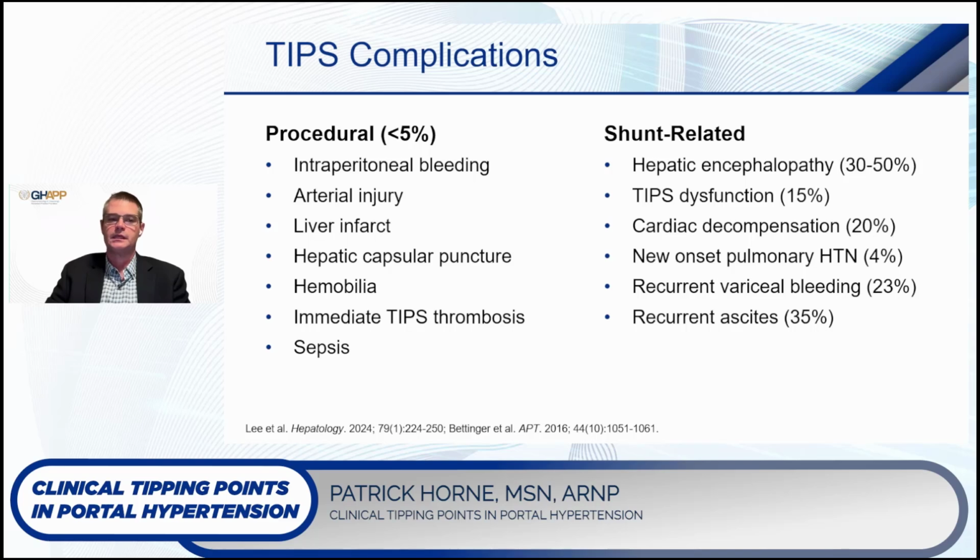Where we typically see complications from TIPS is usually related to the shunt itself after it's placed. Hepatic encephalopathy being the largest one, up to 50%. TIPS can thrombose and do require revisions at times. Cardiac decompensation, new onset pulmonary hypertension, and always the possibility of a recurrent variceal bleed or recurrent ascites if the TIPS is not functioning properly or not placed correctly.